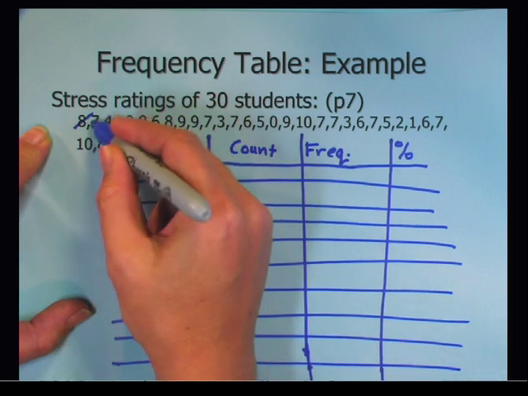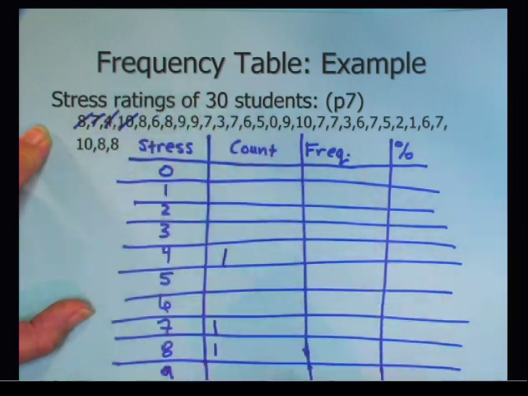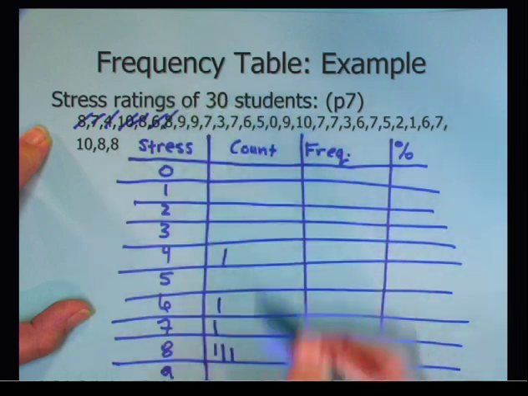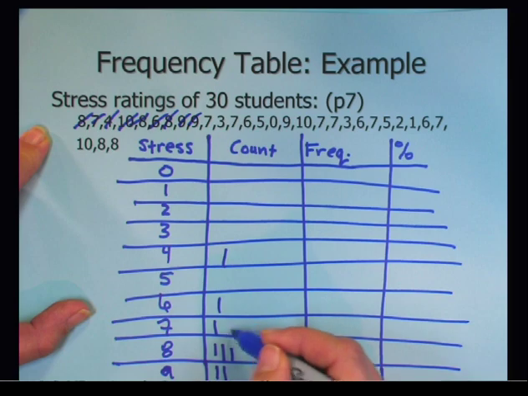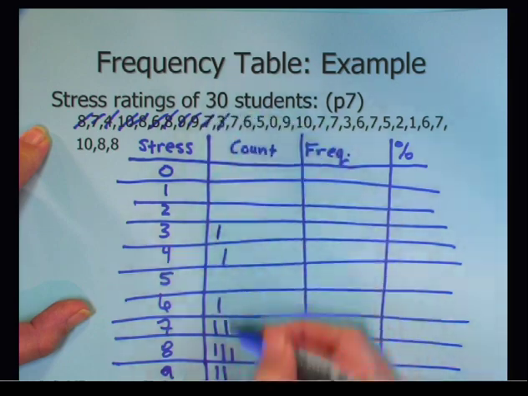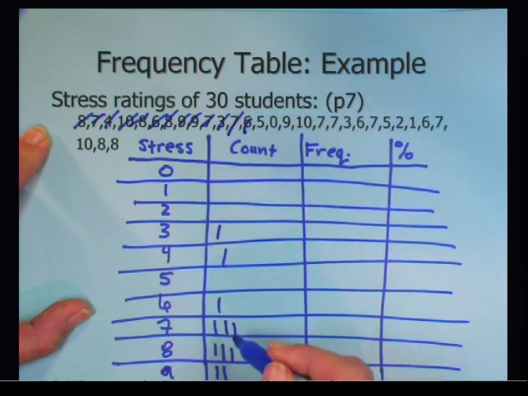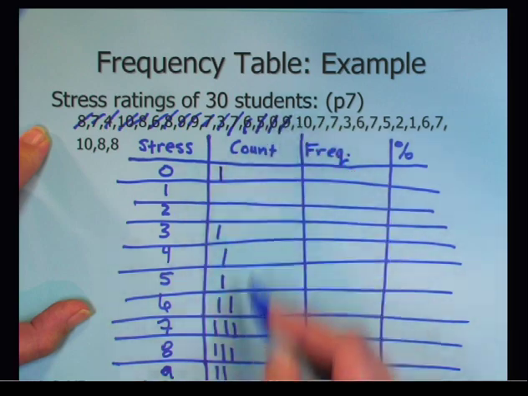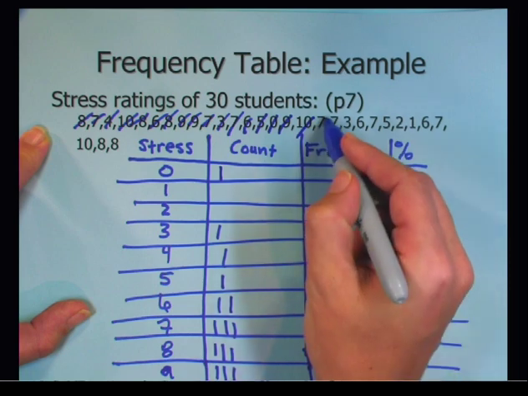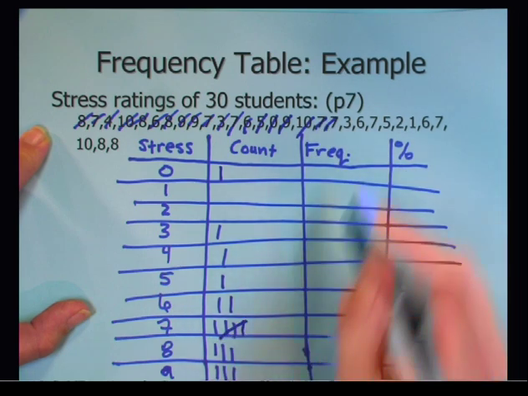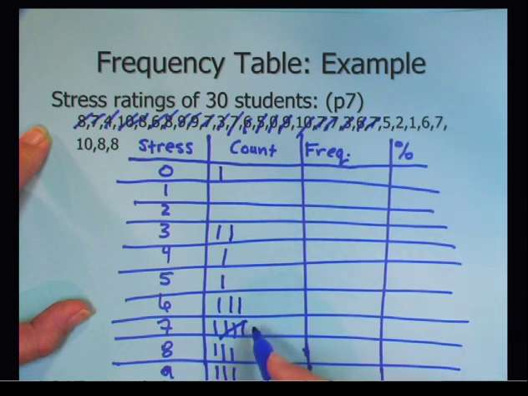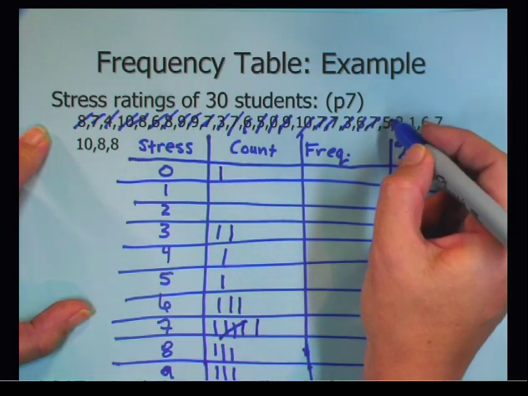Here's a 7, 4, 10, 8, 6, next one's 8, 2 9s, 7, 3, 7, 6, did I get that 7? 1, 2, 3, yeah. 6, 5, 0, 9, 10, 2 7s, and if I make a mistake, feel free to point it out. 3s, 6, 7. I'll do that every once in a while just to keep you on your toes and watching.